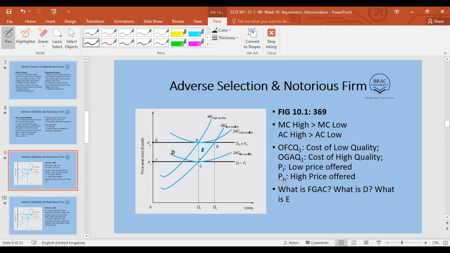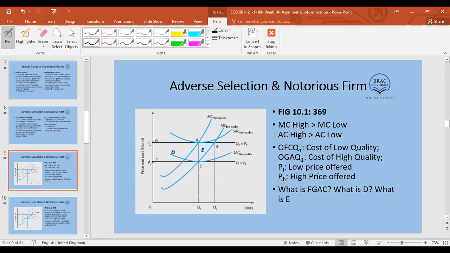This point is the break-even point for the low quality product. If I offer a low price, this is PL, this is PH for high. If I offer a low price and he also gives me a low quality product, then what will happen? His revenue will be this rectangle. His cost is also this rectangle. This is the cost curve and this is the supply curve, so they intersect at point C.